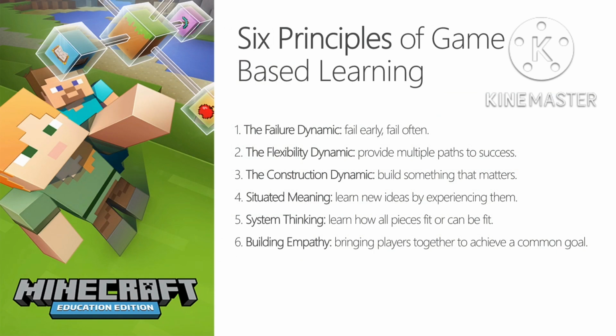So basically, that's it for the 6 principles of game-based learning. So we say the failure dynamic: fail early, fail often. That's good. And then we have the flexibility dynamic. This one provides multiple paths to success.